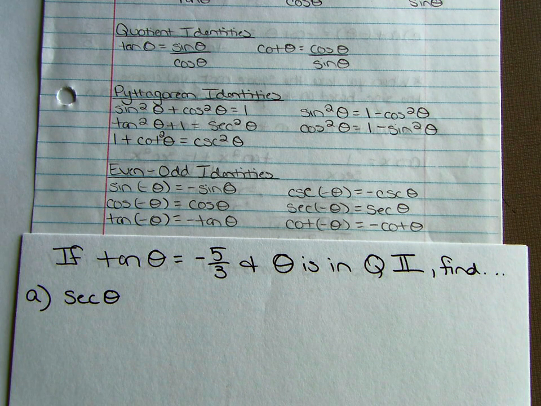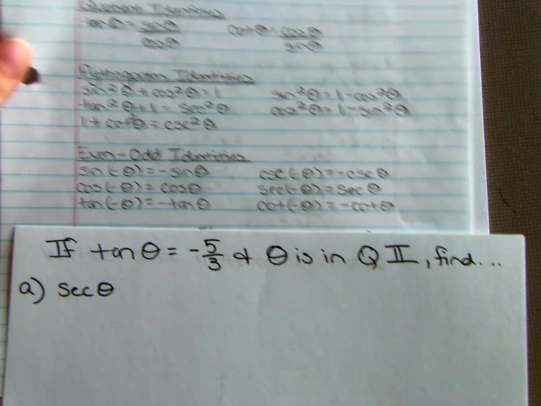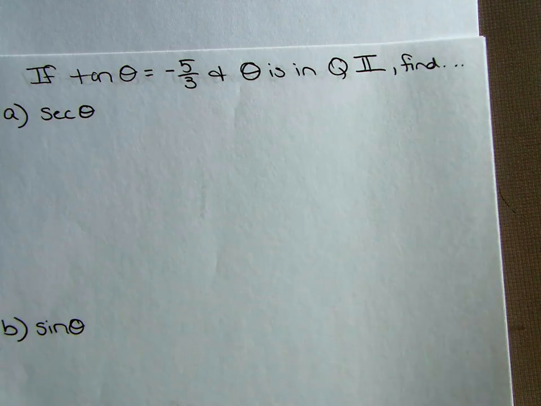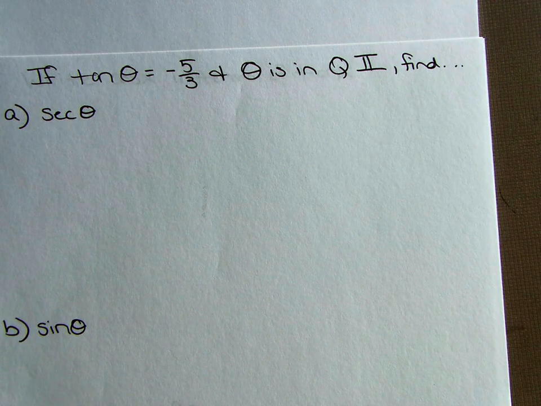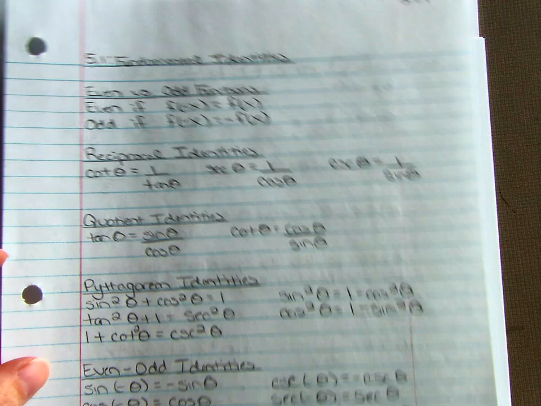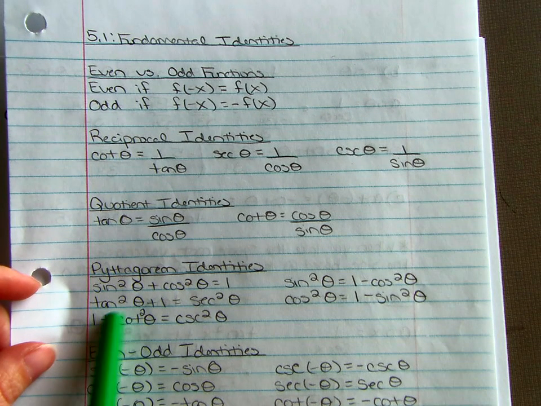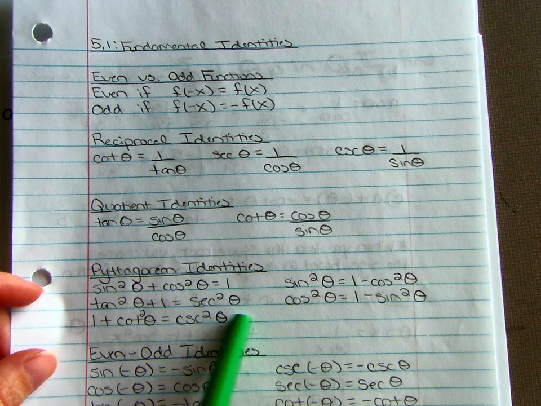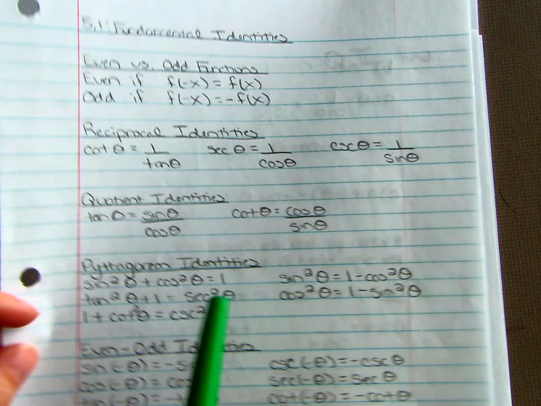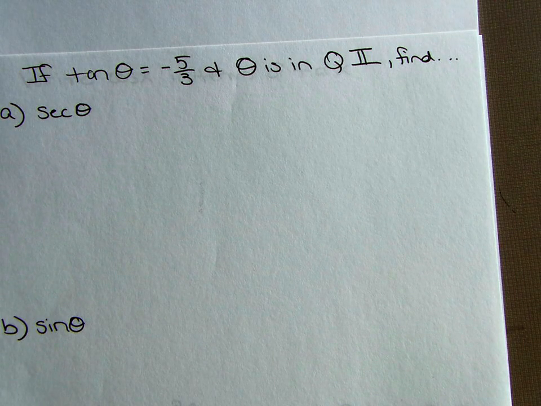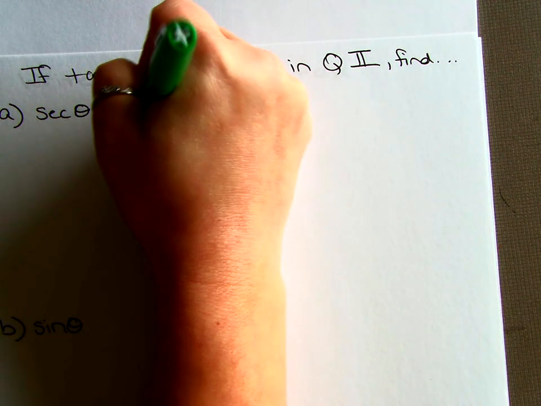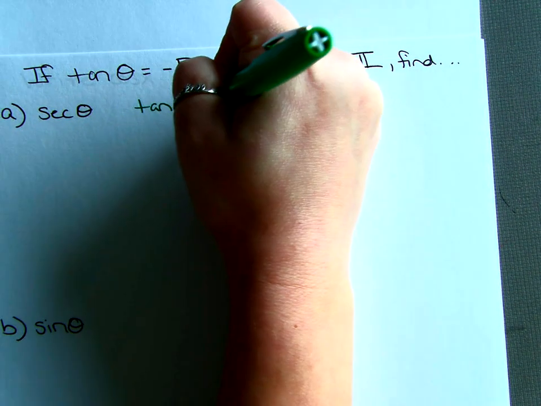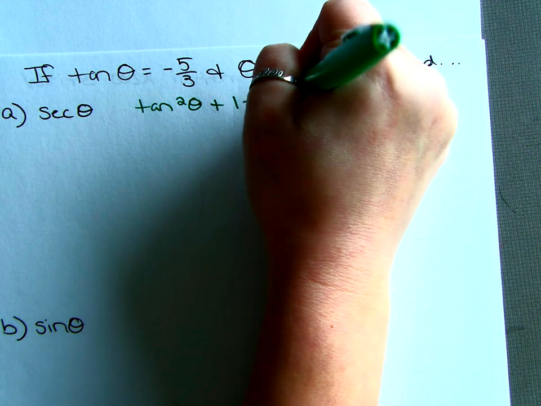So we need to get to secant theta. But we're starting with tangent theta. So let's look at our different identities here, and let's see what we've got. If I look at my Pythagorean identities here, notice I have tangent squared theta plus 1 equals secant squared theta. That has both of the parts that I kind of need. I can start with my tangent. I need to end up with my secant, so I'm going to start with that one. Tangent squared theta plus 1 equals secant squared theta.